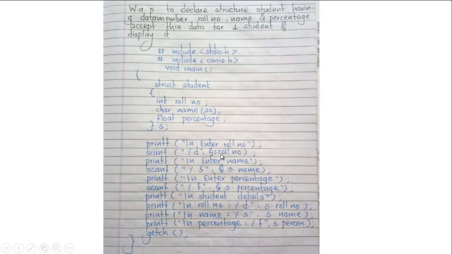Here you can see yes dot roll number, yes dot name and yes dot percentage. For displaying the same, yes dot roll number, yes dot name, yes dot percentage. So without this structure variable you cannot read and display the data. This is a simple program to read and display the data for one structure variable. You can implement it and see the output.